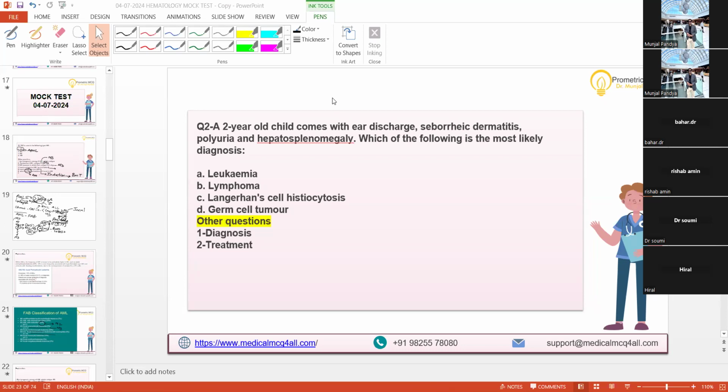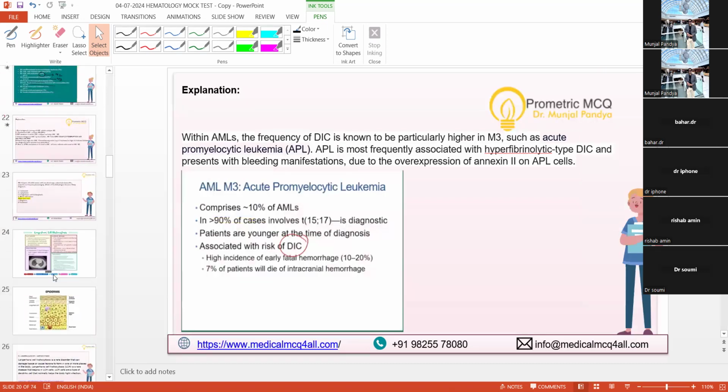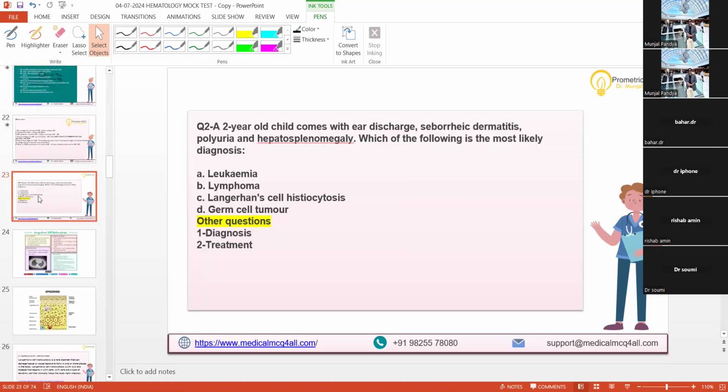So don't get worried. This is the second question in front of your screen. A 2-year-old child comes with ear discharge, seborrheic dermatitis, polyuria, and hepatosplenomegaly. Which of the following is the most likely diagnosis? Leukemia, lymphoma, Langerhans cell histiocytosis, germ cell tumor. Here I need two answers from you. What's the diagnosis of this patient and what is the treatment, or how are you going to treat this patient if he comes to your OPD? Take your time.